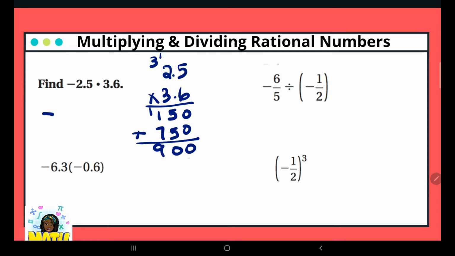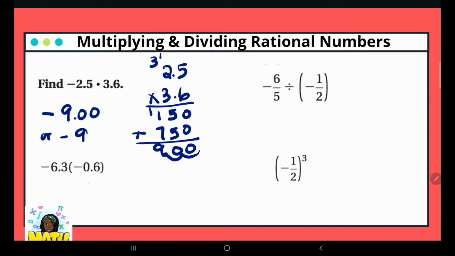Now we have a 900 here, but there's no decimal currently in that answer. But if you remember your rules for multiplying decimals, you remember that we have to count the number of spaces after the decimal point. So here we have 1 space and 2 spaces. So I have to move that many spaces in my answer. So I'm going to move 1, 2, for a final answer of 9.00 or just negative 9.